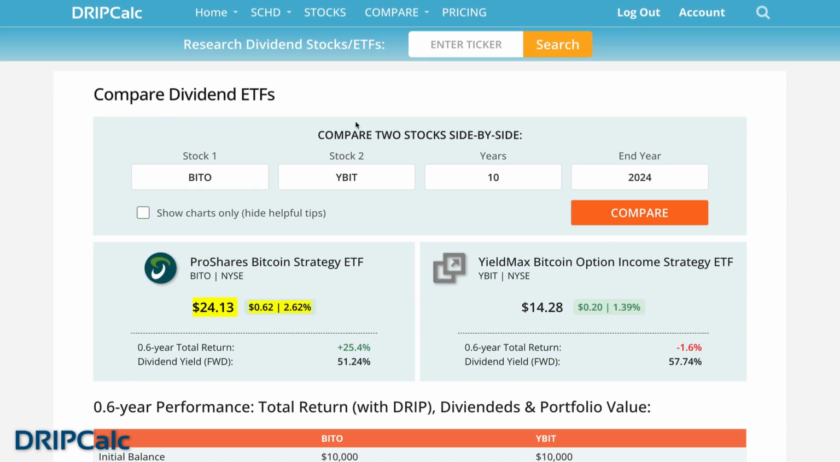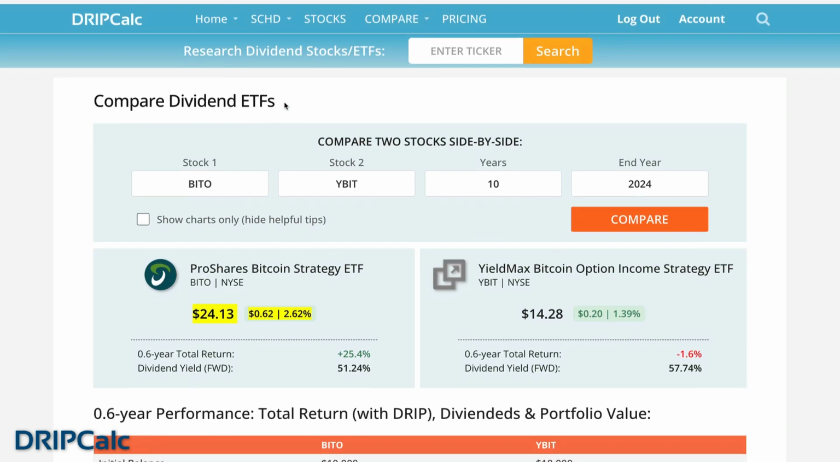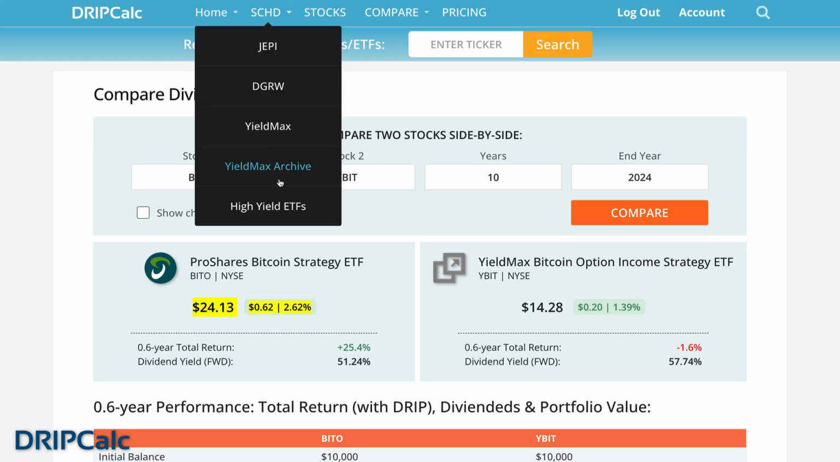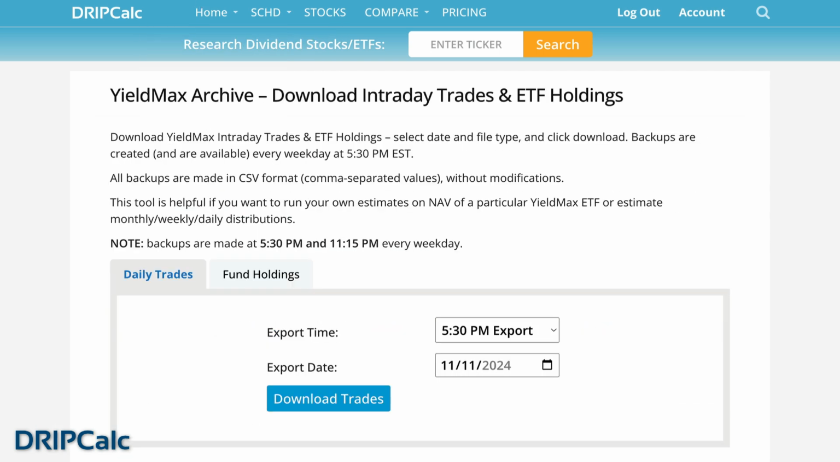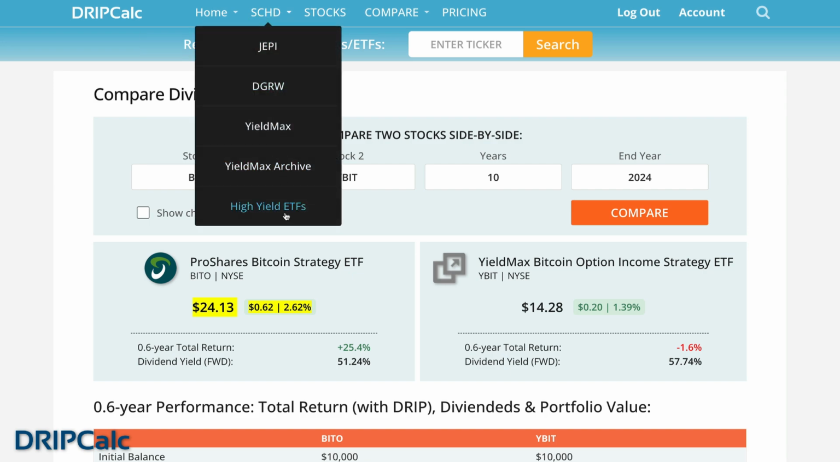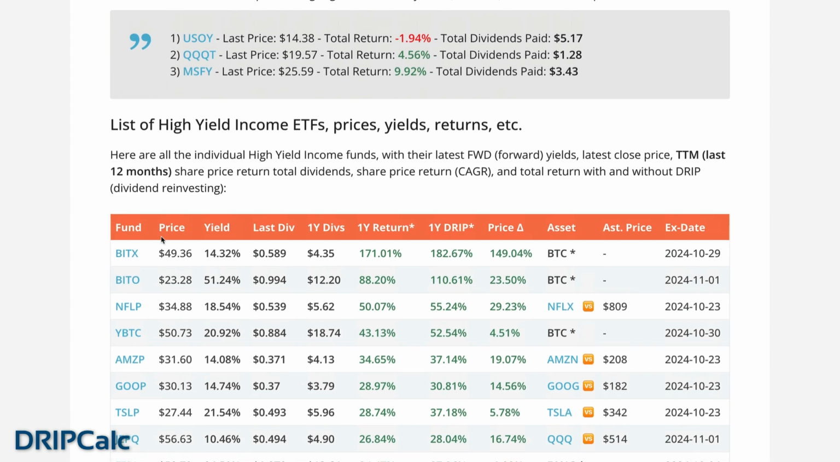So check out our website, DRIPCalc.com, and you can do all these comparisons yourself over there. By the way, quick sidebar. We have a YieldMax ETF page, and we have a high yield ETF page. So in high yield, you can see that BITO is actually ranked number 2, right behind BitX. BitX is a double leveraged Bitcoin ETF. So when Bitcoin goes up by 10%, BitX goes up by 20%, and they pay a small dividend.